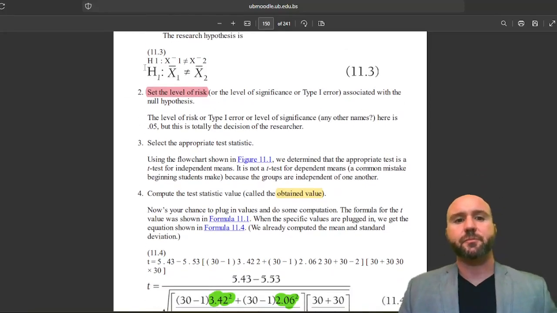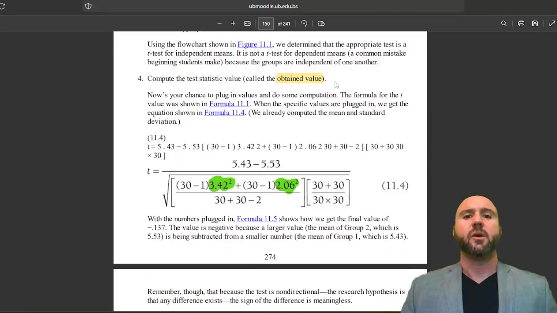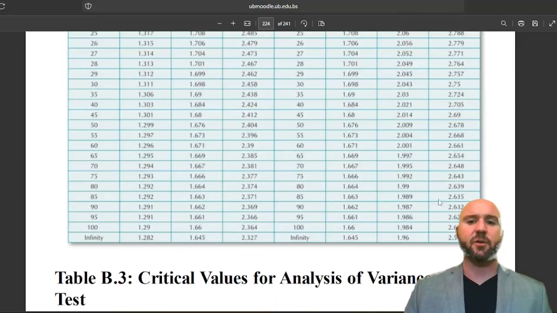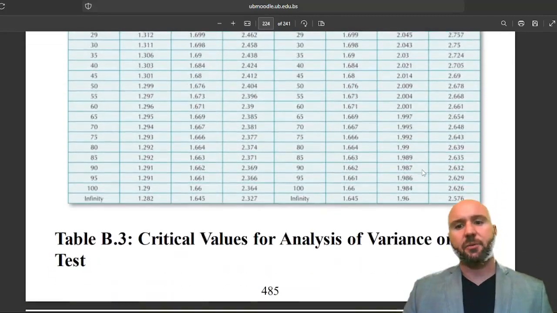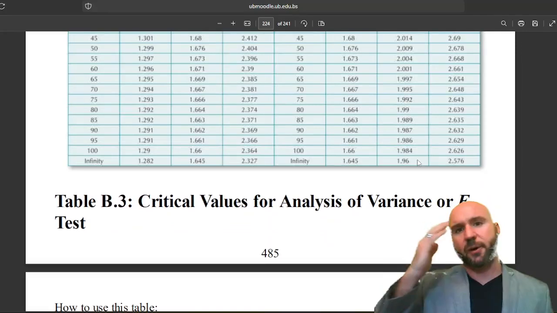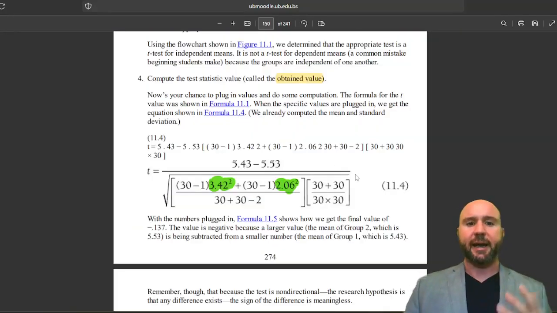Okay, so we are typically setting a 0.05 or 95% confidence level. We are looking for an obtained value that surpasses a critical value that we find in a table like this, typically with sufficiently large sample sizes. We already know it off the top of our heads. It's 1.96. And we plug in our numbers.